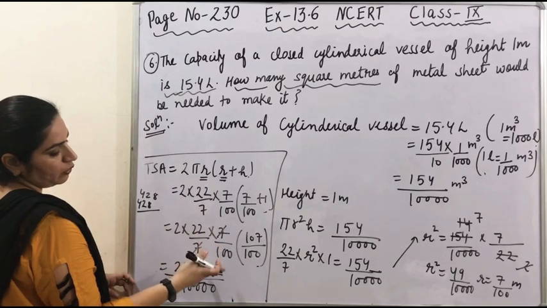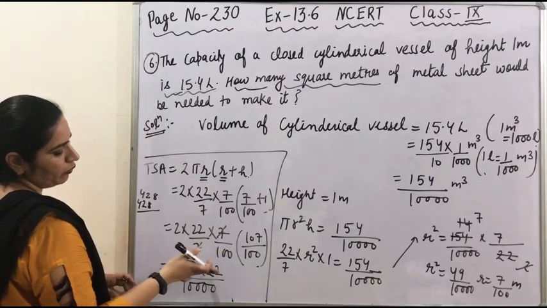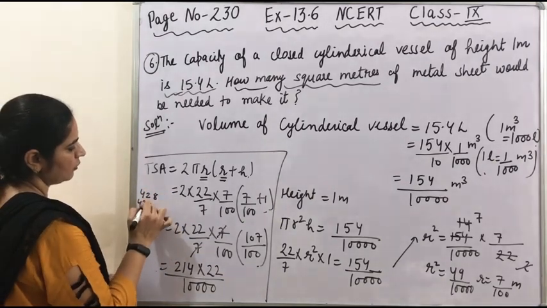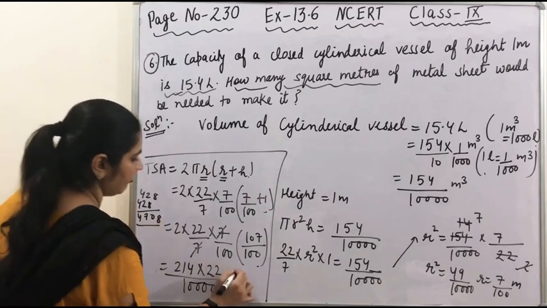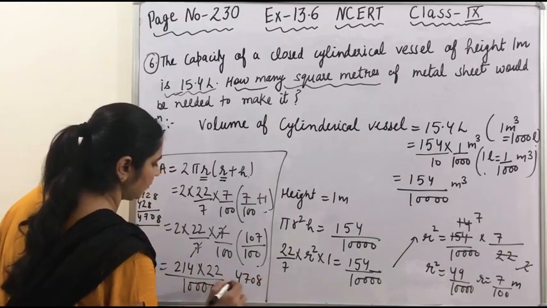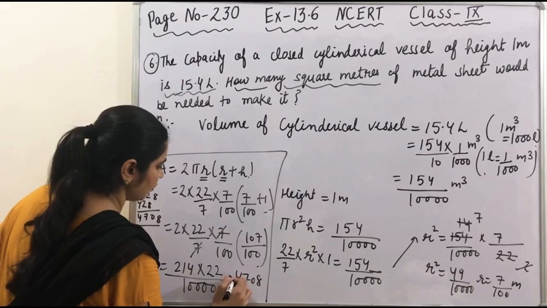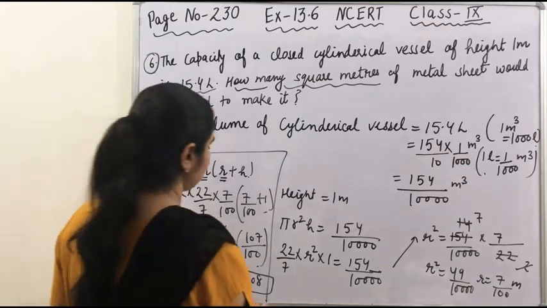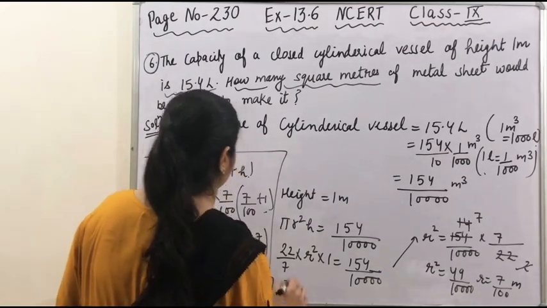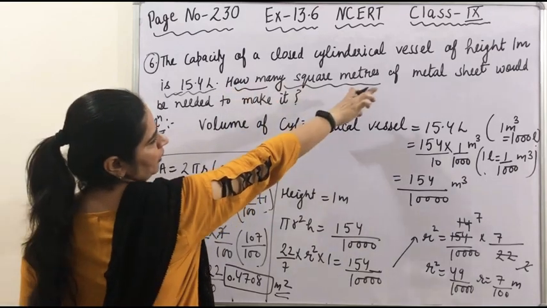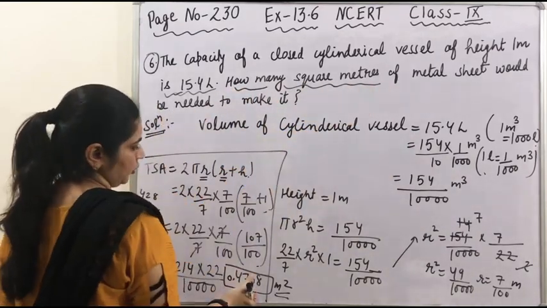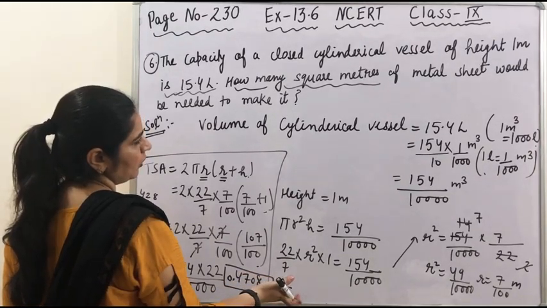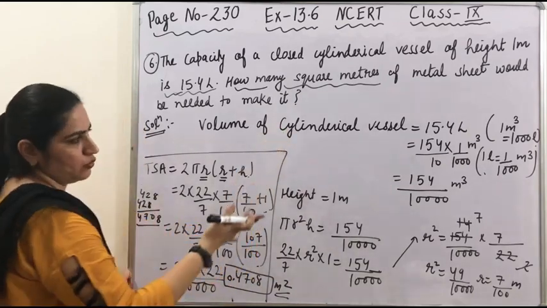The calculation I am doing: 2 into 11 I have taken. 214 into 2 is 428. 428 into 11 is 4708, divided by 10,000. So 0.4708, and the unit is meter square. How many square meters of metal sheet would be needed? So this much was the requirement. 0.4708 meter square of sheet would be needed to make it.